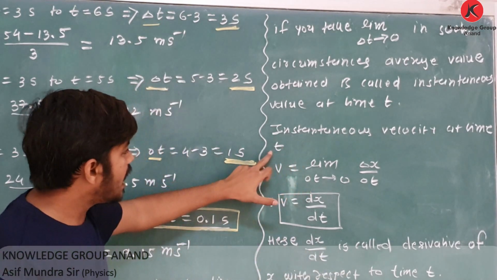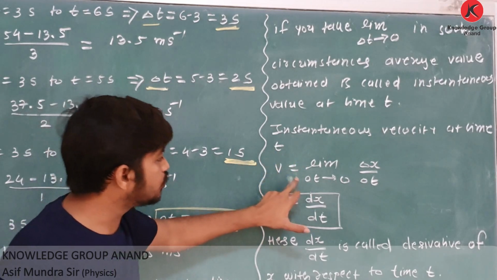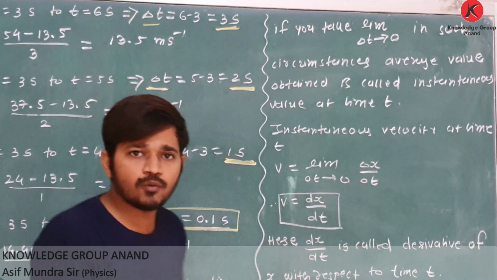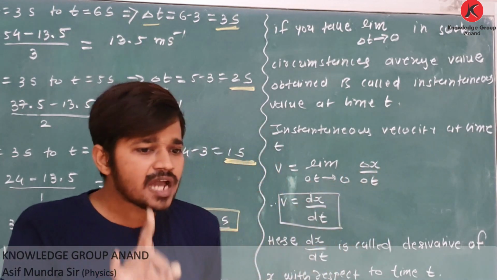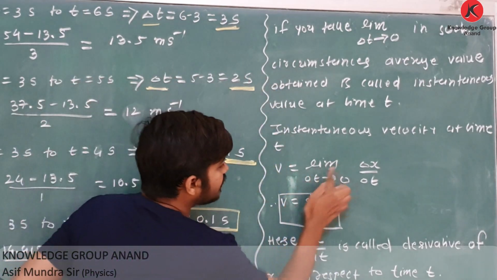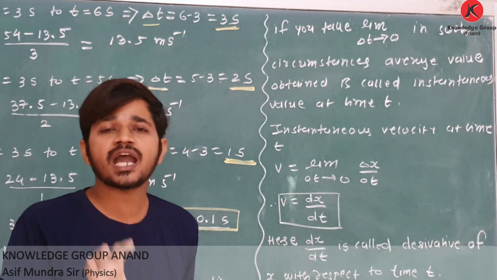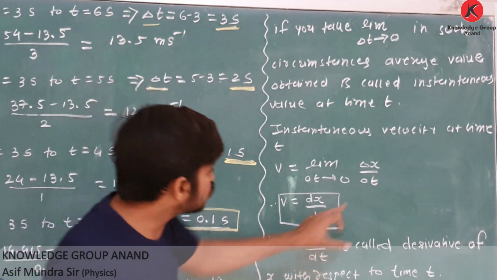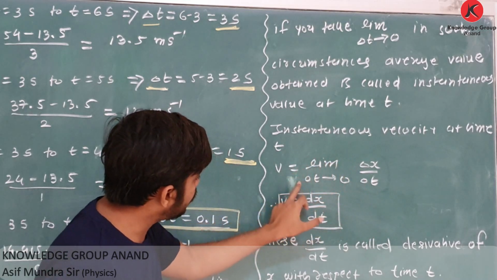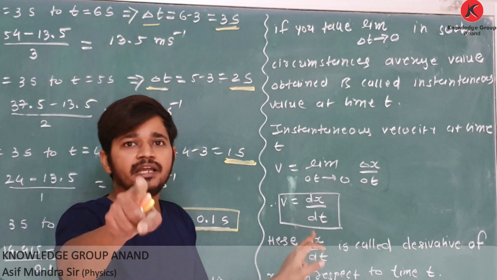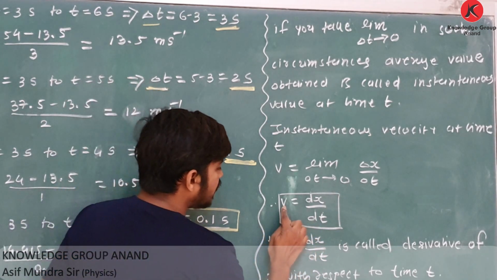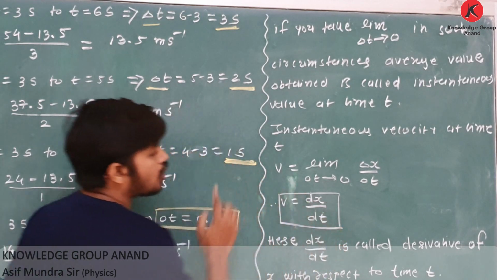So see, the instantaneous value at time t: v is equal to limit delta t tends to 0 of delta x upon delta t. What is delta x upon delta t? It is the average velocity. But what condition do we have to apply? Limit delta t tends to 0, which means the time interval we have to consider is very, very small. So if I take the time interval very, very small to calculate average velocity, it becomes instantaneous velocity, and it is represented by v is equal to dx upon dt.